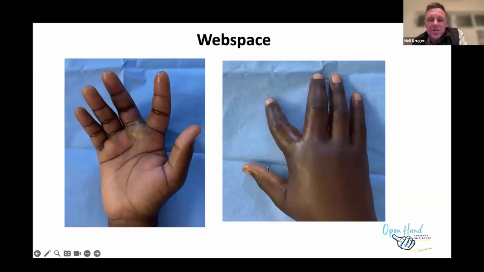A web space abscess is typically like this. You often see splaying of the fingers. It is primarily a volar, or it is exclusively a volar problem.